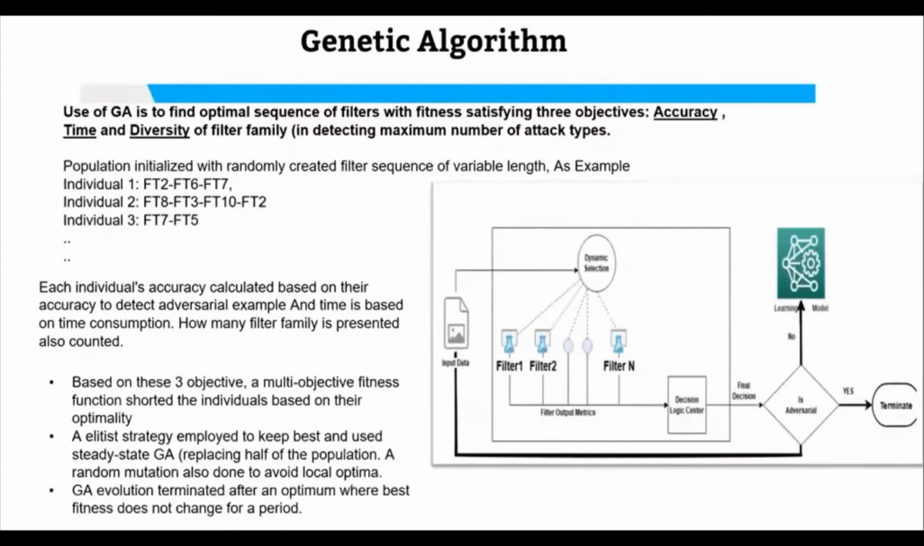Based on that, we used a multi-objective fitness. We used a utility strategy, and the algorithm terminated when the best fitness did not change after a certain time. So it works in a way that input data comes in, a set of filter sequences is selected, and based on that we detect whether it is adversarial or not.